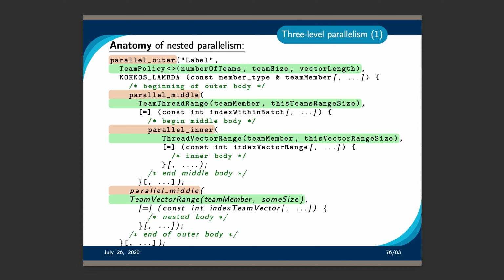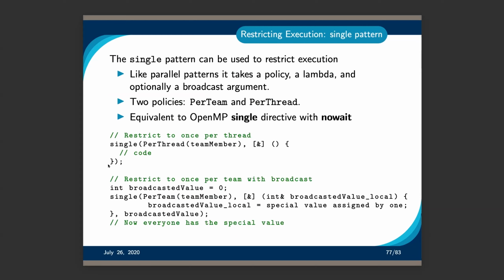Now, I said that everything redundantly executes. That means you need to restrain certain execution from actually happening. For example, you want an atomic add outside of a vector loop, and you want it once per thread. What you need to do is protect that, and you protect that with a single pattern. That's actually the same concept as OpenMP single.